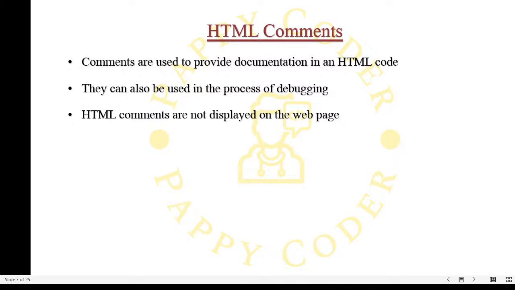Now the next thing that we want to look at are HTML comments. What are comments? Comments are used to provide documentation in HTML code. They are also used in the process of debugging, and HTML comments are not displayed on the web page. So when we want to give specific information about the code we are writing, what we are doing in our code, we use comments. Comments are available in every programming language, and we use them to provide documentation. That is their original function. These comments are not displayed on the web page. They are for the developer themselves.